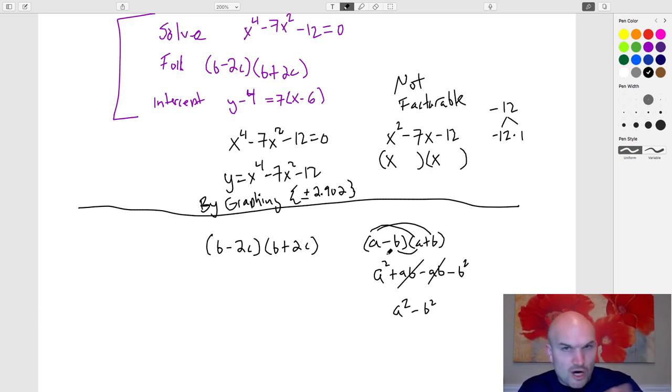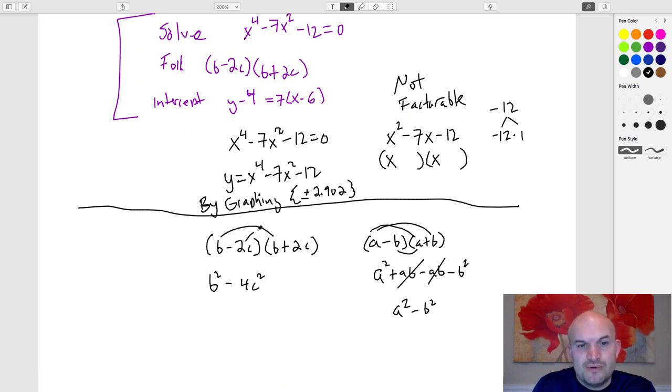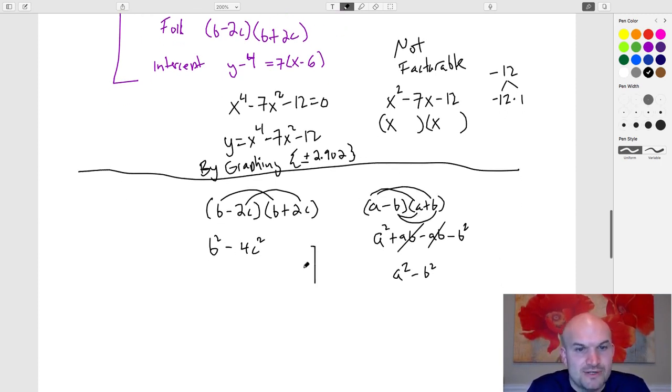So rather than actually doing FOIL, when you recognize the difference of two squares, you can just square the first two terms and then square the last two terms, which is going to give you a negative 4c squared. So basically I'm just squaring these two, and then I'm squaring these two, because the middle terms are going to add to 0, right? It works every single time. So therefore, that would be our final answer.